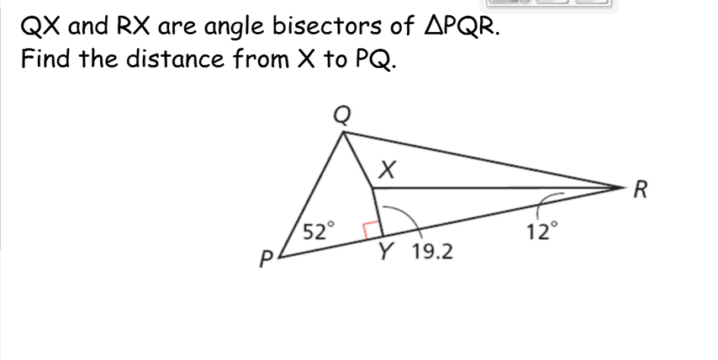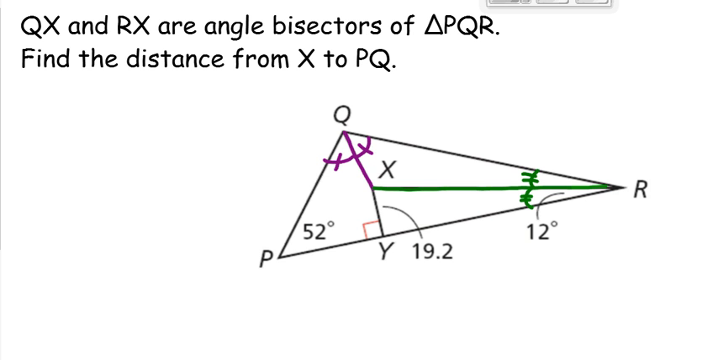QX and RX are angle bisectors of triangle PQR. QX is the angle bisector, that means these two angles are congruent. And RX is also an angle bisector, so this angle is congruent to this angle, by definition of angle bisector.